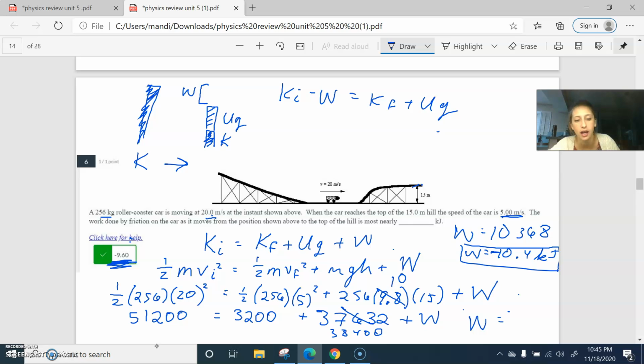If you do 10, you get 9600, which is 9.6 kilojoules. That's so annoying. I'm sorry. The end. That's how you do that one. Yay, we got it.